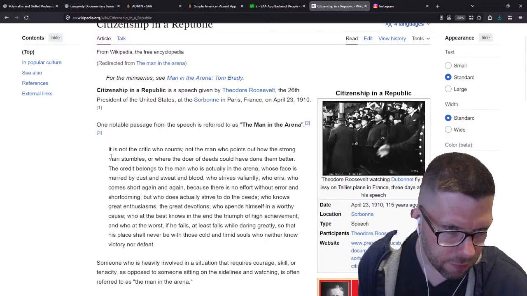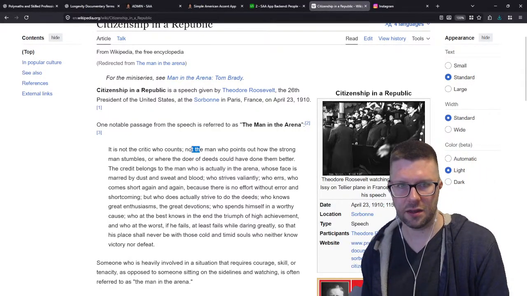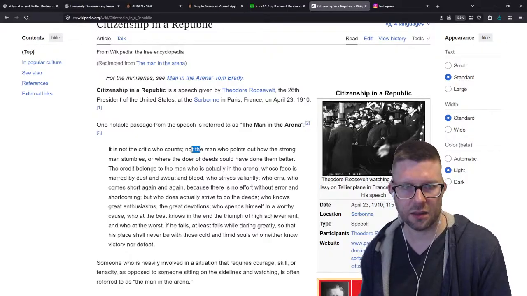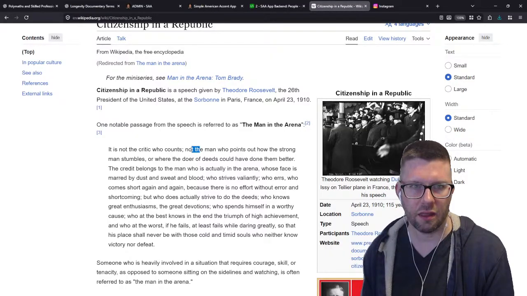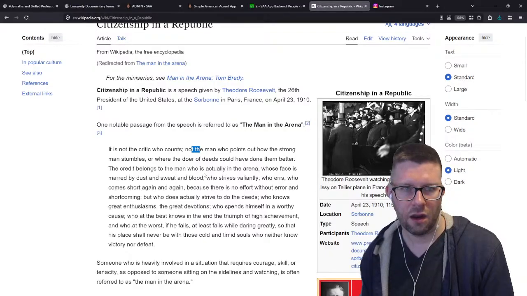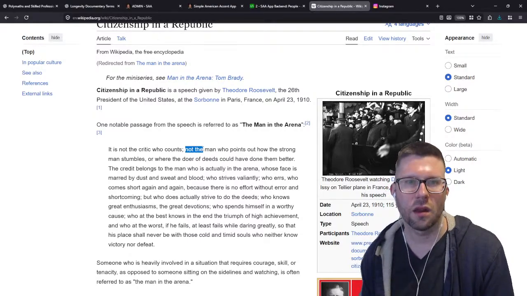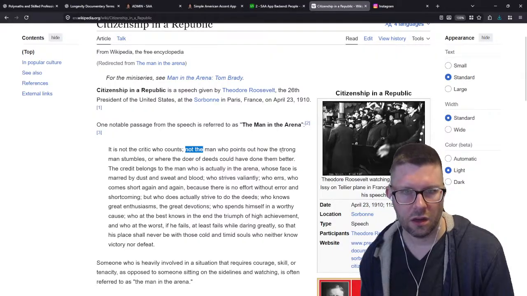It is not the critic who counts, not the man who points out how the strong man stumbles. I think your TH came out kind of like a stop sound again. Not the, instead of not the. Okay. Or where the doer of deeds could have done them better. Oh, go back. You skipped a little bit. Try to do not the and see if you can do it in the new way. Not the. Not the man who points out how the strong man stumbles. Nice. Yeah. And the again, maybe in positive. How the, not the.